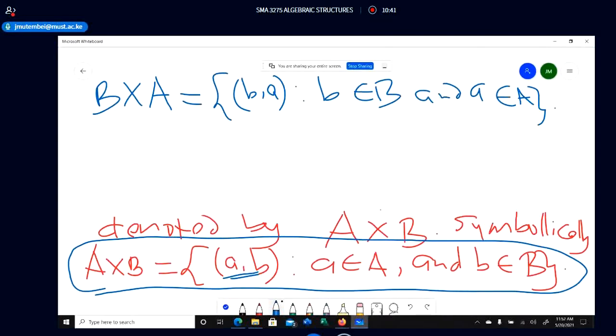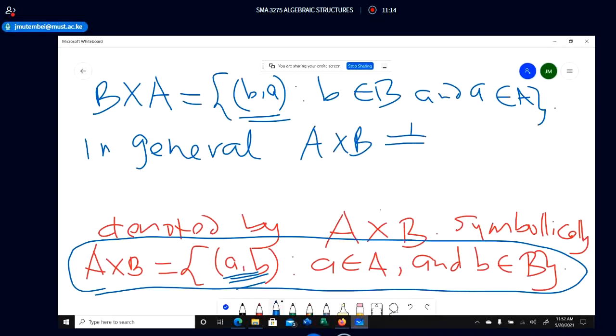So you will find that in general, B cross A may not give the same results as A cross B, depending on how the sets are defined. So we can say in general, the Cartesian product is not commutative. In general, A cross B is not always equal to B cross A, because even the way we obtain their ordered pairs is different. When you reverse the order in which the two sets have been multiplied, you reverse the order in which the pairs of points will be obtained.